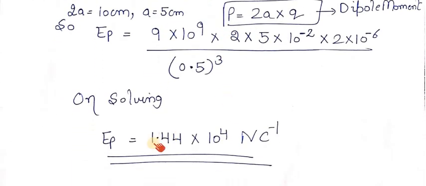You will get the value 1.44 into 10 to the power 4 Newton per coulomb, right? So this is a numerical based on the electric field due to a dipole. You can solve a numerical based on the axial point also, right?